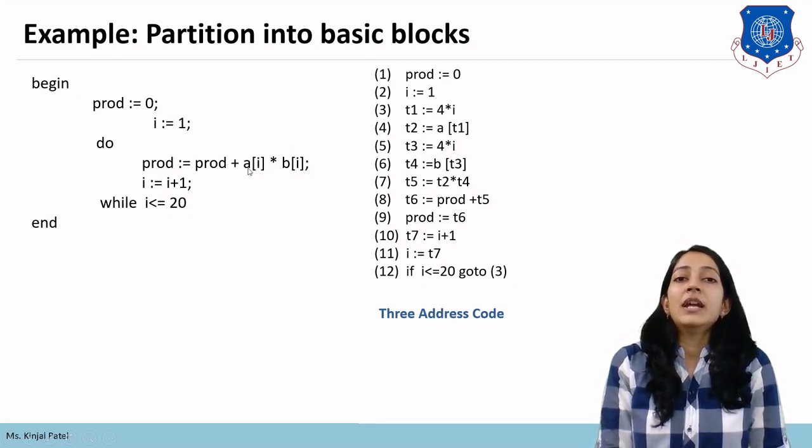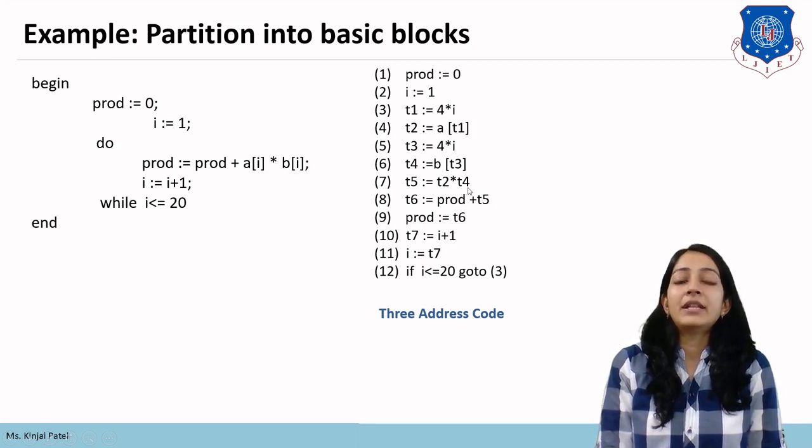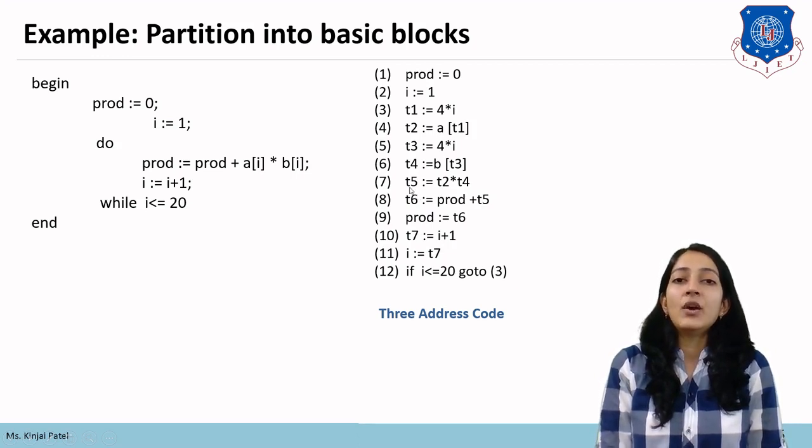So now A of I and B of I have been stored in two different temporary values, T2 and T4. Now we want to multiply these two values. So T5 equals T2 multiplied by T4. We have multiplied the two values and stored the result in the temporary value T5.